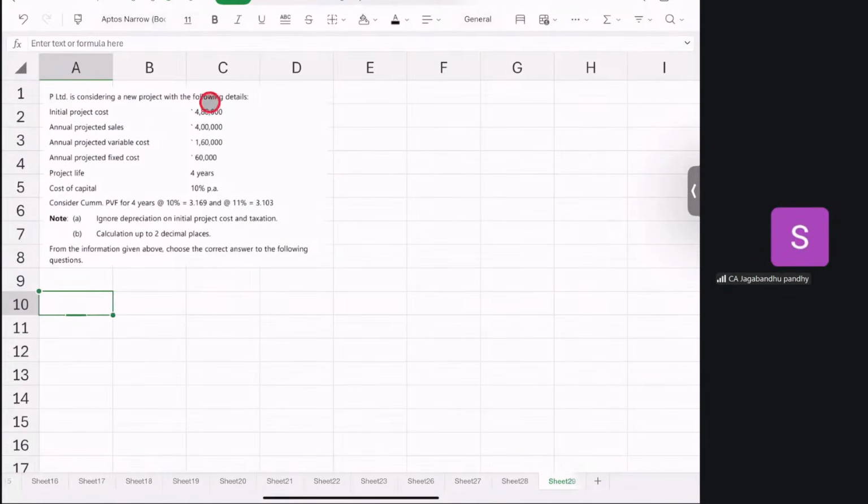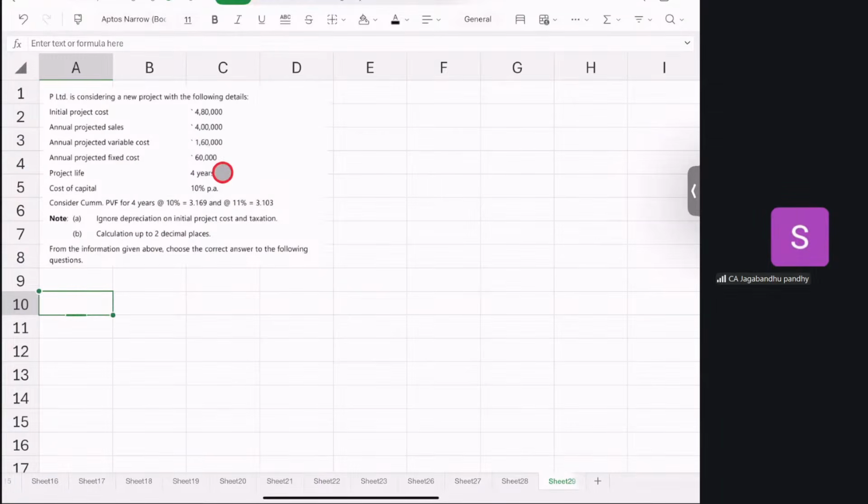The initial project cost is 4,80,000. Annual projected sales is 4 lakh. Annual projected variable cost is 1,60,000. And annual projected fixed cost is 60,000. Project life is 4 years. Cost of capital is 10%. Ignore depreciation on initial project cost and taxation, and then calculate it up to 2 decimal places. Okay. So first we need to get the original NPV or the base case NPV. So we have the project cost as 4,80,000, project sales as 4 lakh, right?